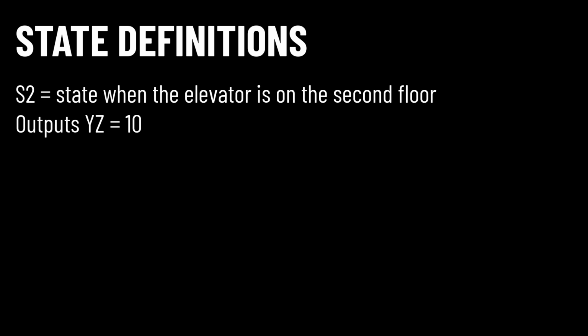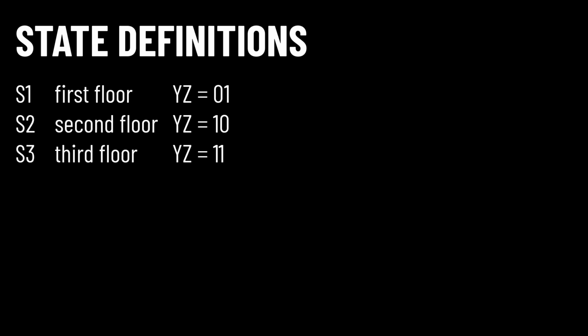S2 represents the state when the elevator is on the second floor. The output values y and z are 1 and 0, which is the number 2. S3 represents the state when the elevator is on the third floor. The output values y and z are 1 and 1, which is the number 3. Because this is a Moore machine, each of the output values are defined corresponding with their respective state.